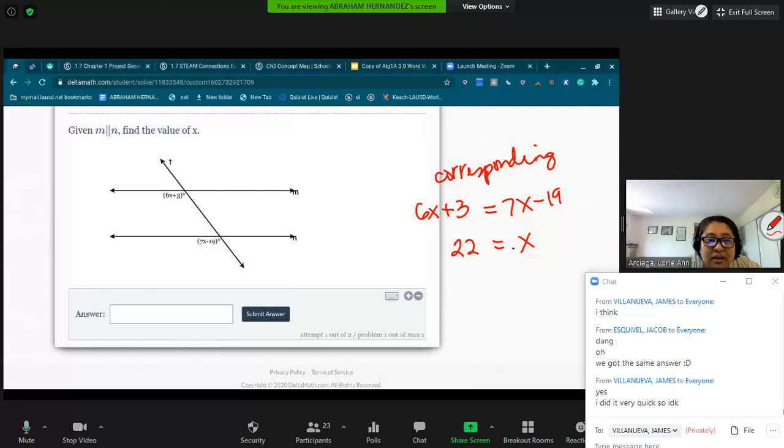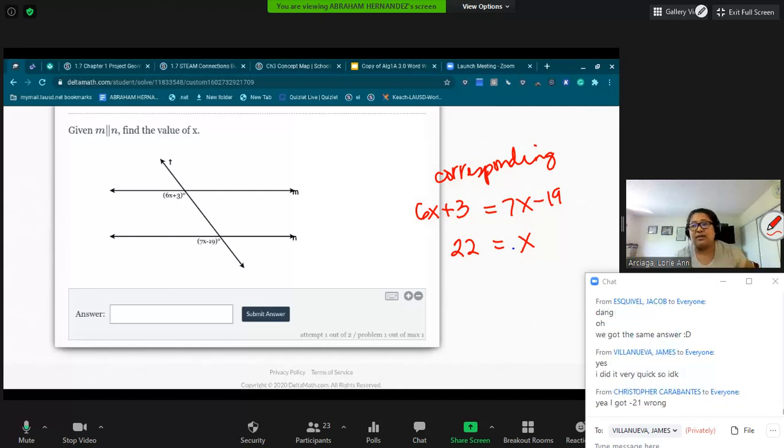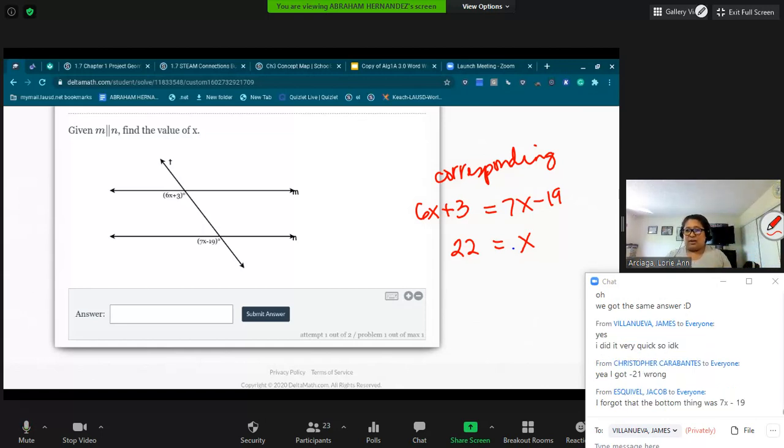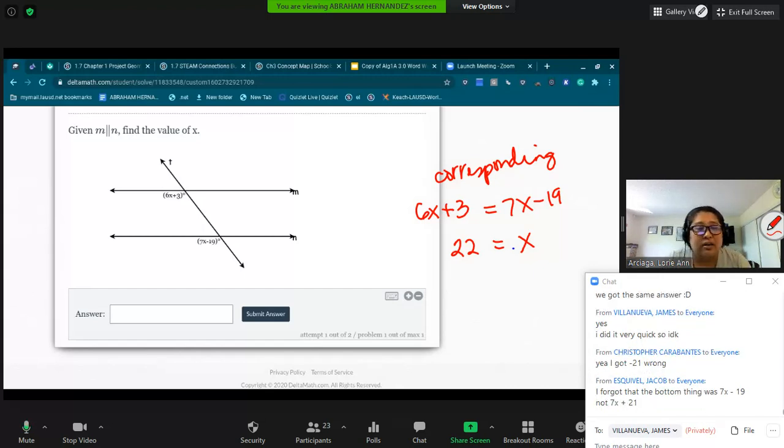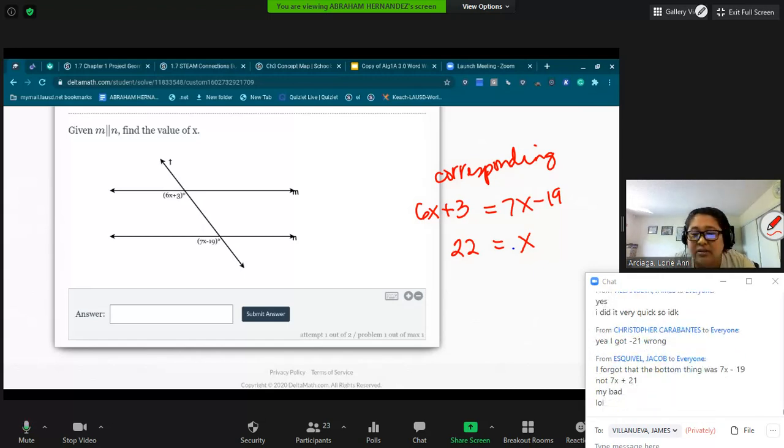Am I seeing the signs correctly? Yeah, the 7x minus 19. What about the others? What did you guys get for this one? I'm not quite sure about the negative 21. Is it negative or positive 19? So we agree on the 22? What do you guys think?